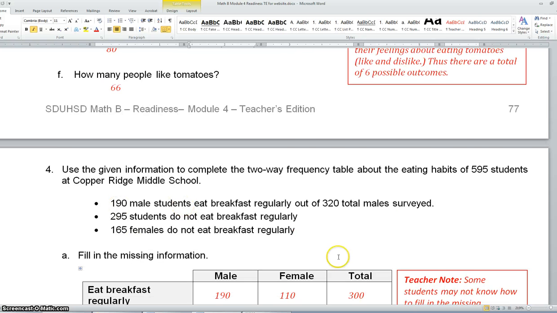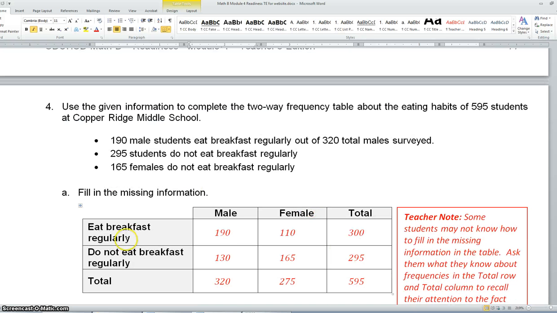All right, so again, you see the answers here, but let's make sure you understand why. So eat breakfast regularly, who are male, right there. That's where that 190 comes from. Okay? How many total males were there? 320. So you wrote that number in. Now, it doesn't tell us anything about do not eat breakfast regularly, but if this is the total, 320, and 190 of them eat breakfast regularly, the difference between this number and this number must be the males who don't eat breakfast regularly. In other words, this plus this must equal this. So you subtract 190 from 320, and that's where you get this 130.